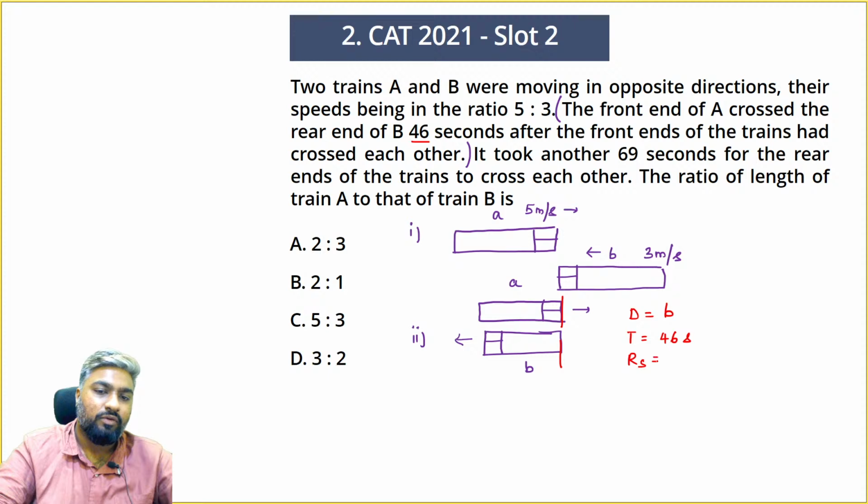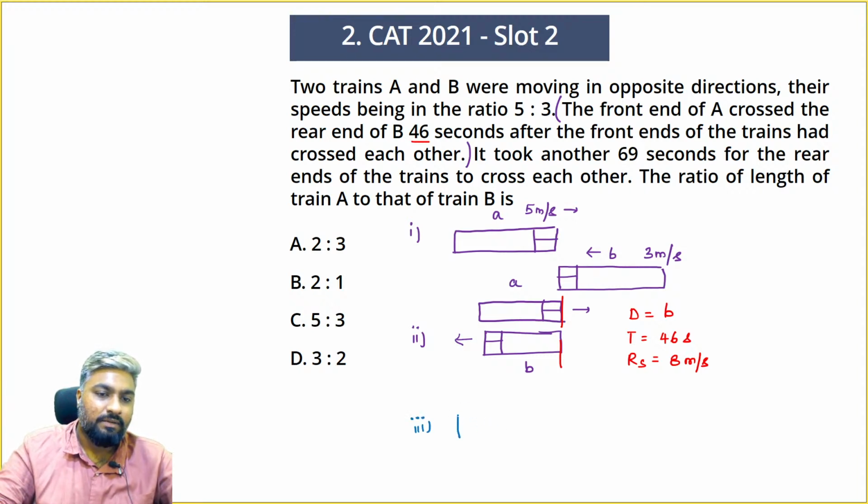Both the trains are moving. Relative speed will be 5 meters plus 3 meters because they are in opposite direction. 5 plus 3, 8 meters per second. Done. This is situation 1. Now what's happening in situation 2? Situation 3. In situation 3, both the trains have crossed each other.